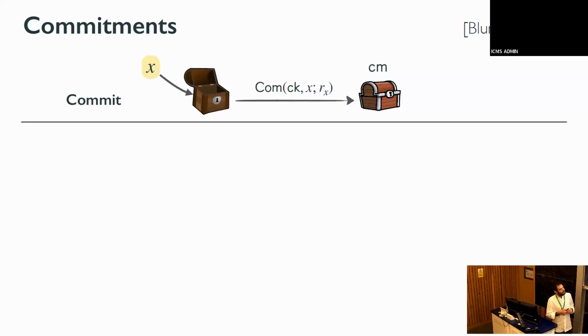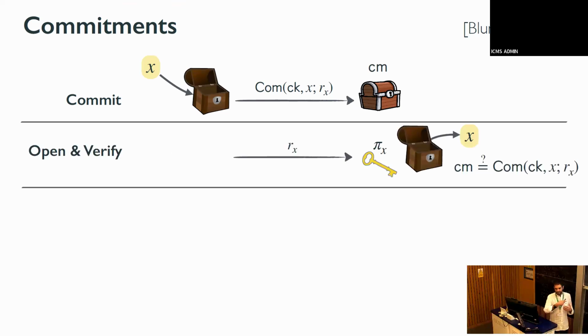So I'll mostly work here with the notion of non-interactive commitment. This is a cryptographic primitive that essentially allows you to commit to some value x. The idea is that you put x in a box, and this is a process that you can formalize as an algorithm that takes this x and some randomness Rx and produces the commitment. Then in a second phase, you open the commitment by revealing Rx, which acts like a proof, and you can check that the commitment is computed correctly.